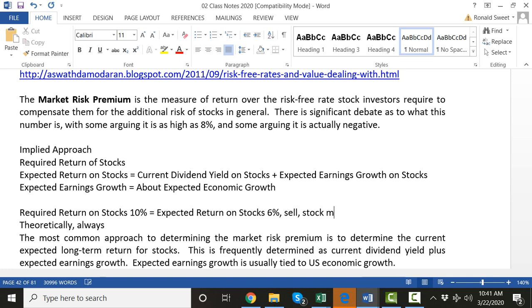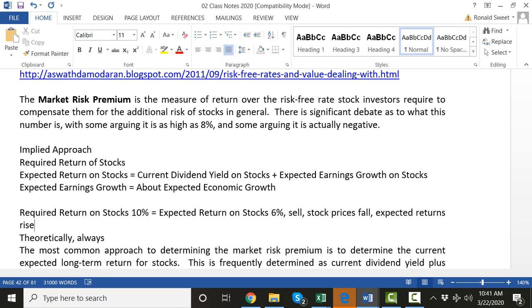Stock prices fall. And expected returns will rise. If you can buy stocks at 30% lower than you did a few days ago, then your expected return will be higher. So if required return is high and expected return is low, the stock market will let stock prices fall because everybody's selling, no one's buying. Stock prices will fall until they fall low enough such that the expected return on stocks jumps up to 10%.